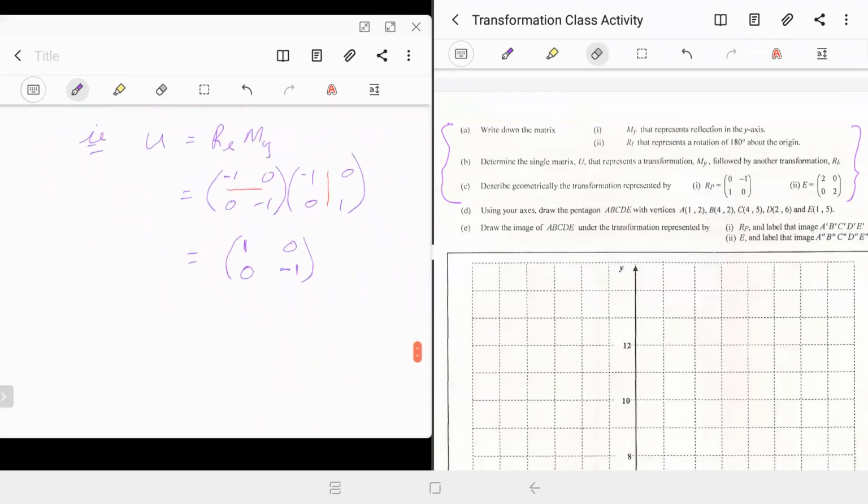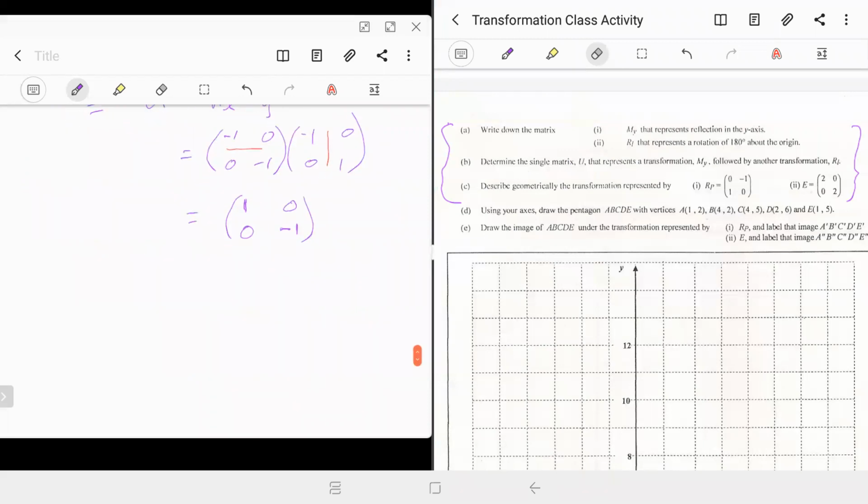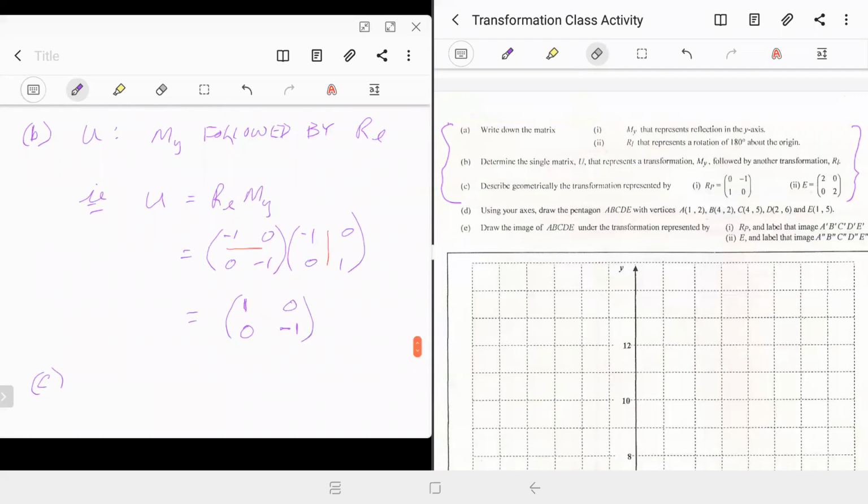Part C now. You just have to show calculation because the question said determine. So you have to actually show some calculation, but you know the answer before you do it. Describe this. See there? The -1 is up here. That's an anti-clockwise 90-degree rotation matrix.